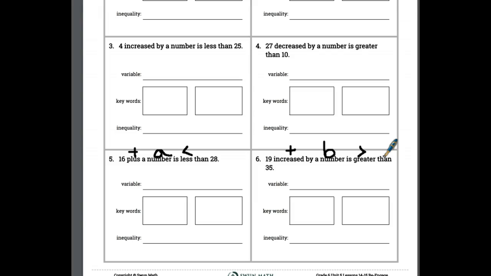Okay? So pause the video here for 2 minutes. You're going to go back, identify your variable, pull out the keywords like we've been doing, and then write your inequality. And then after 2 minutes, check back in. Ready? Go.